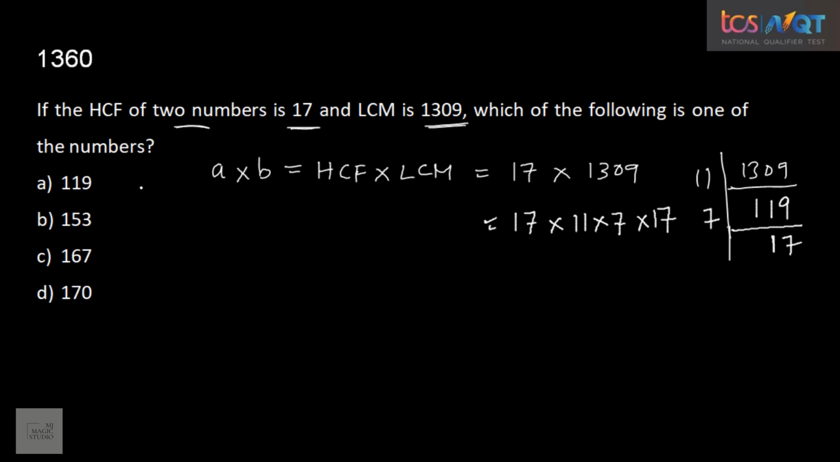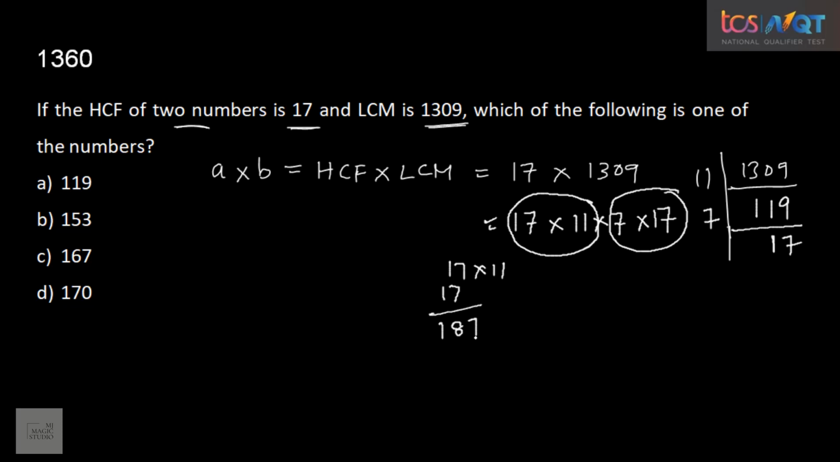So which of the following is one of the numbers? Since HCF is 17, the number set should be 17 into 11 and 17 into 7. That means 17 into 11 is 187 and 17 into 7 is 119. The two numbers are 187 and 119, and 119 features in the options. Option A fits in.